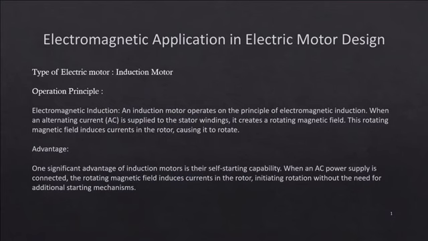Hello, and I'm going to present about electromagnetic application in electric motor design. So we choose the induction motor. The induction motor is a type of electric motor that operates based on the principle of electromagnetic induction. It utilizes alternating current supplied to the stator windings to generate a rotating magnetic field, which induces current in the rotor, resulting in rotation. One of the advantages is the self-starting capability. As soon as an AC power supply is connected, the rotating magnetic field produced by the stator windings induces currents in the rotor, enabling the motor to start rotating without the requirement of an additional starting mechanism.